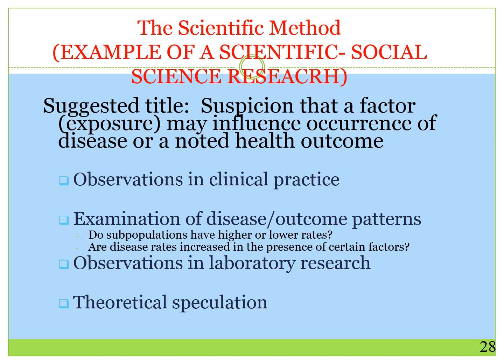So the title is: suspicion that a factor of exposure to yourself with a coronavirus patient will influence the occurrence of the disease or a noted health outcome. So this is a suggested title. It might be only an observation in clinical practice. You can do an examination of the disease and get a diagnostic test. You use an ELISA kit to test it.